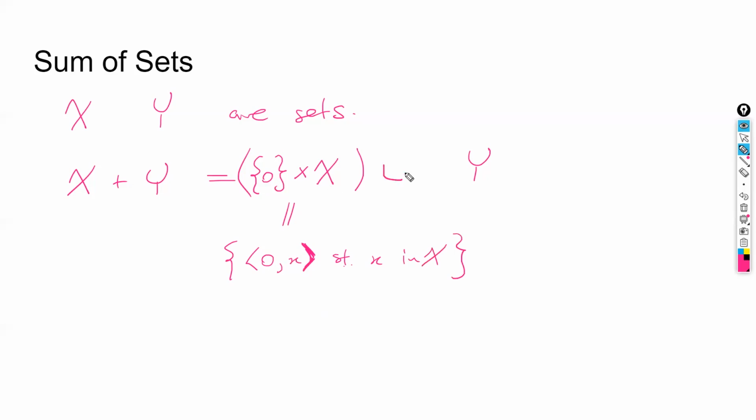And I'm going to take the union of that set with 1 Cartesian product y, like this. And this is the set of all pairs of coordinates 1, y, such that y is in Y, like this.